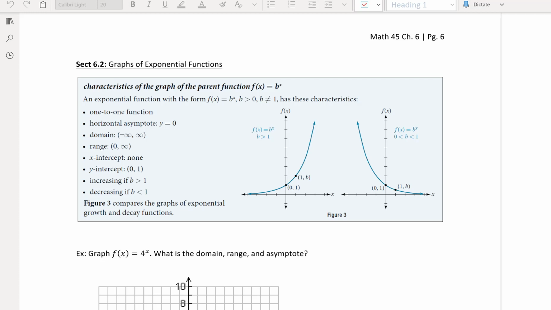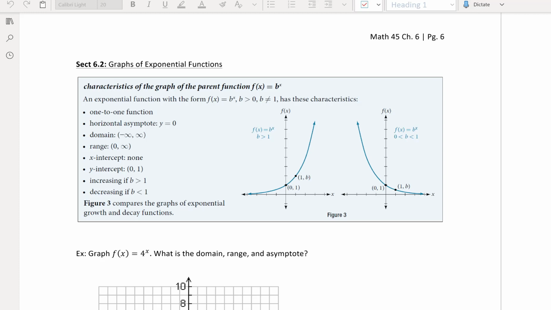We know that it's a one-to-one function. The horizontal asymptote is y is equal to 0. The domain is negative infinity to infinity. The range is 0 to infinity. The x-intercept is none, so there's an asymptote. The y-intercept is (0, 1). It's increasing if b is greater than 1, and it's decreasing if b is less than 1.